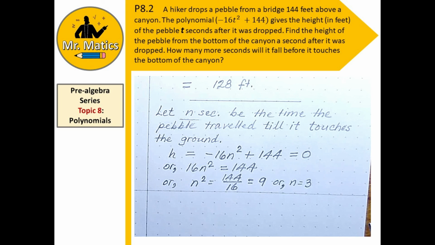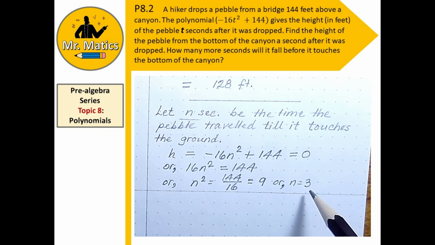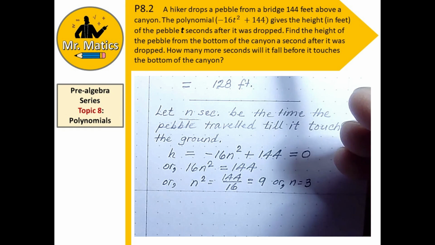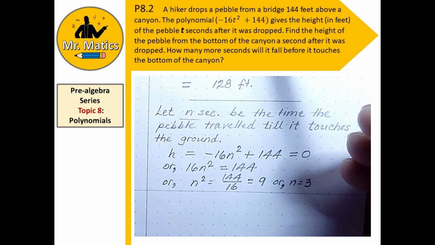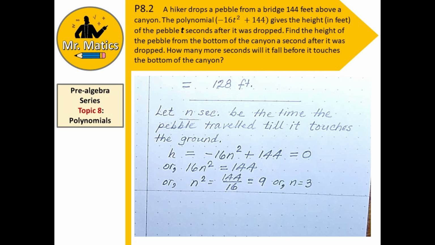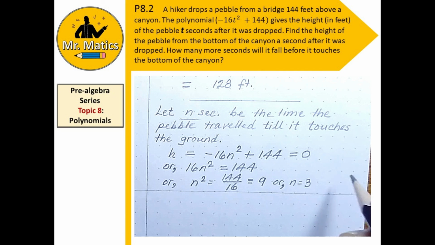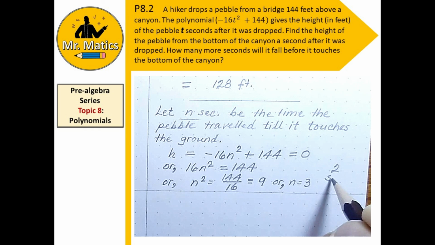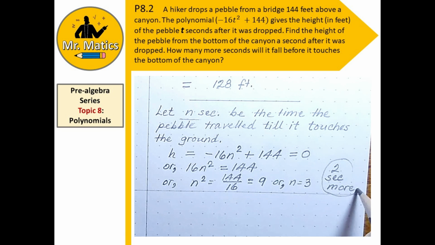So the answer is that the total time of travel was 3 seconds and the time it descended was 1 second in the first problem. So if you are asked how many more seconds, that will be 3 minus 1. So the answer is 2 seconds. So that is your answer. 2 seconds more it's going to travel.